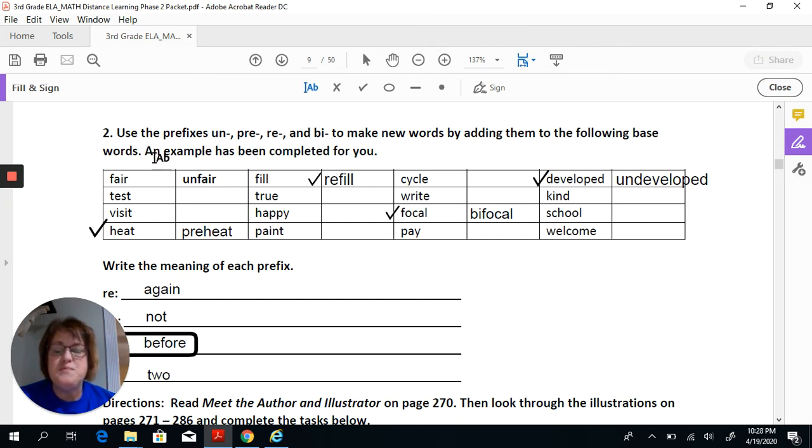An example has been completed for you. So, for example, here, boys and girls, the first one, fair, has been changed to unfair. And of course, un is the prefix. And when it's added to the base word or root word fair, fair would be the main part of the word, then it totally changes its meaning. When something is fair, we consider it as being the same or equal for everyone.